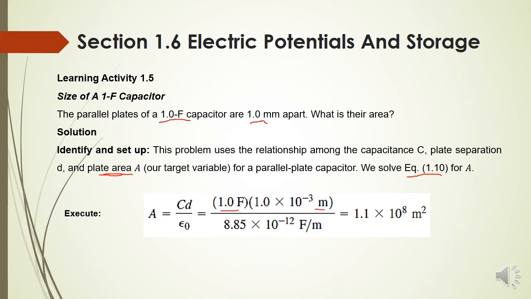And the EO is a given constant value of 8.85 times 10 to the minus 12 farad per meter. We cancel the farad, and we will only get meter and meter. Since this is a division, farad per meter, it ends up having meter squared, and that's the dimension of area. Now, area is equal to 1.1 times 10 to the power of 8 meter squared.